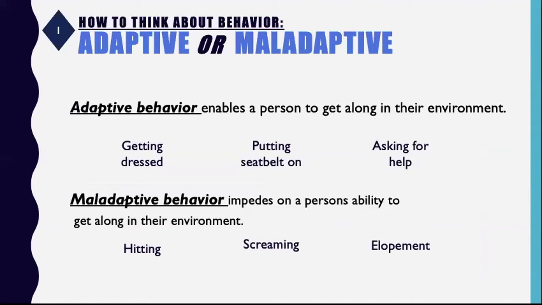So the first concept is categorizing behavior in 2 ways, either adaptive or maladaptive. Adaptive behaviors are the types of behaviors that help our students be more independent and successful. They enable a person to get along in their environment. Maladaptive behaviors are those behaviors that impede on the person's ability to get along in their environment or block access to learning and block access to independent living.